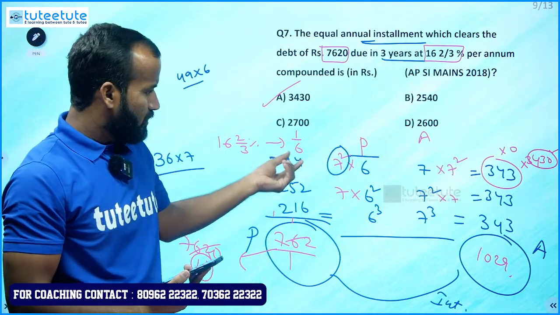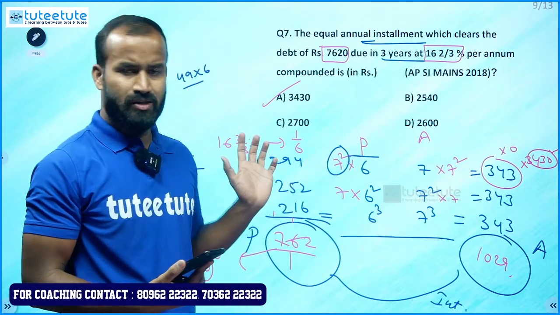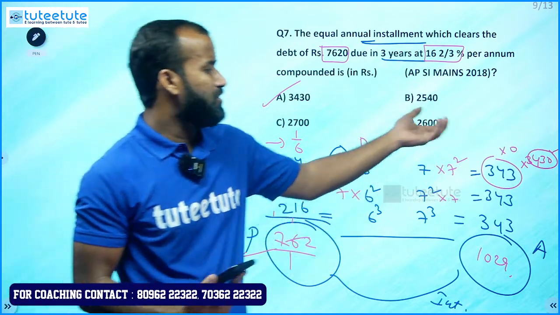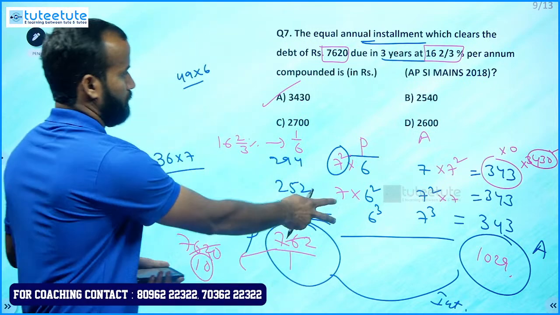You have to know 7 cube. You have to know multiplication. Then addition. Each part value you will get. Then each installment value also you can get very easily. Okay. Next question.